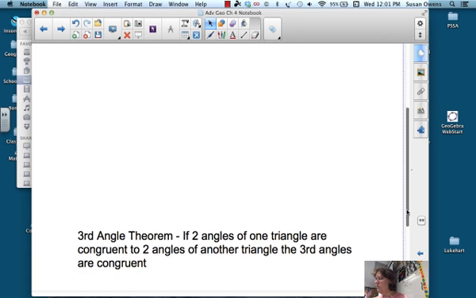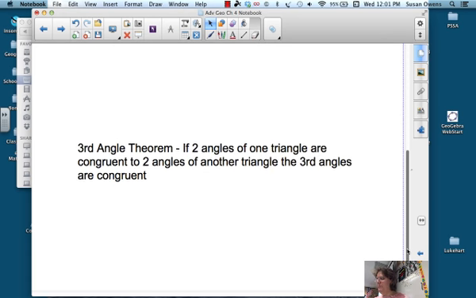I have one more thing, and I've added this at the bottom. This is called the third angle theorem. If two angles of one triangle are congruent to two angles of another triangle, then the third angles are congruent. So just put this one in your notes. You are allowed to use it. It's called the third angle theorem, and I will prove this one for you also.